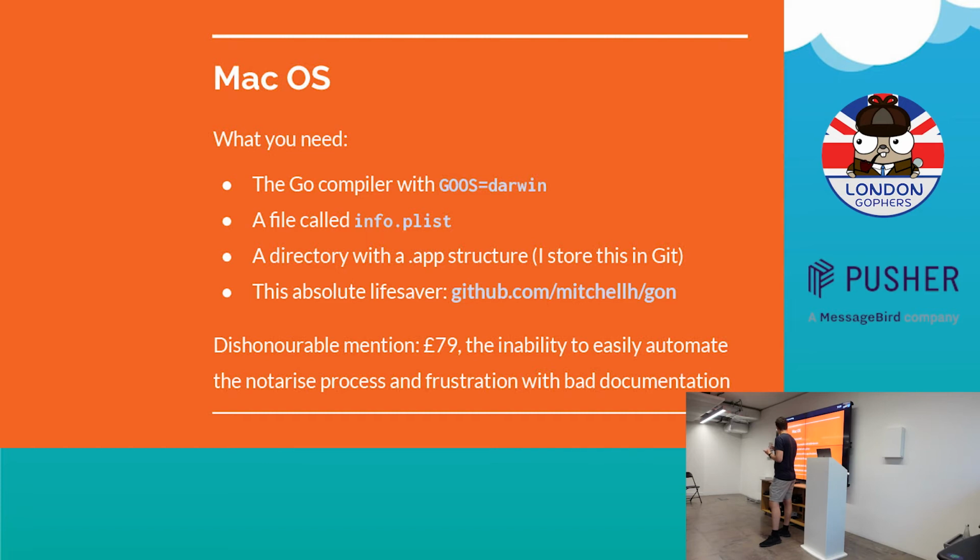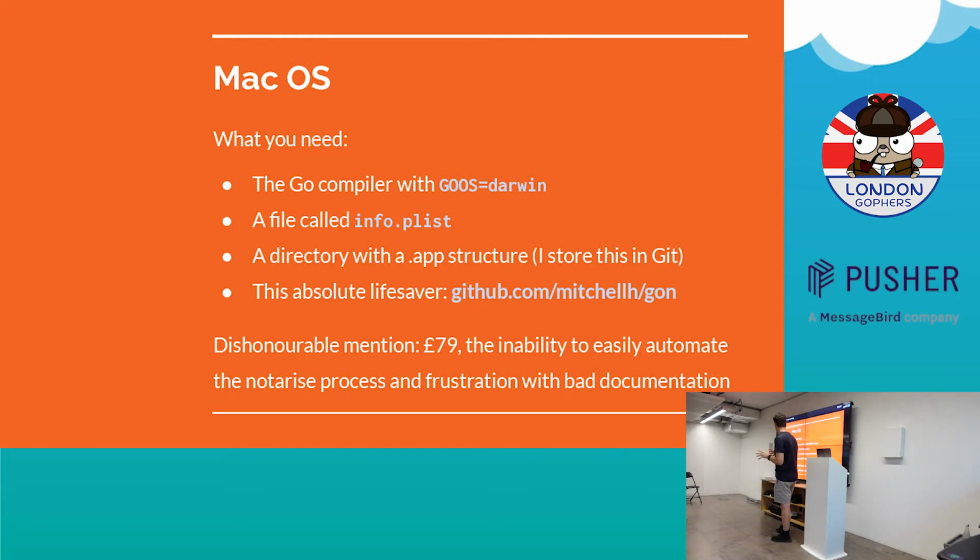On Mac, things are a little bit more complicated, strangely. Same thing with the operating system: you just set GOOS to darwin, and you've got a Darwin binary. You can build that from any operating system, which is really cool. You need a plist file, which is kind of like a manifest. Same concept, it's an XML file, and it tells the operating system what your program needs, if it needs admin, what kind of icons it has, all that sort of stuff.